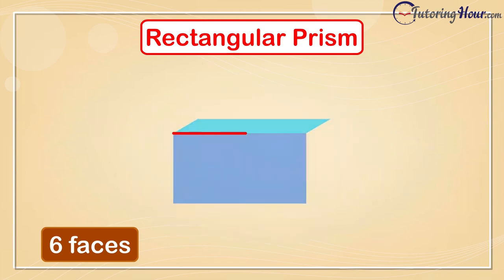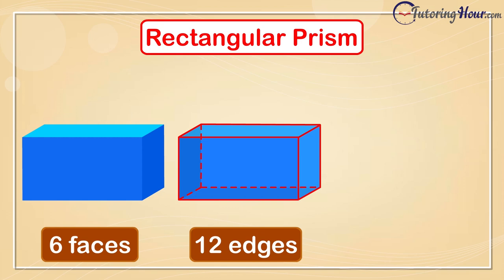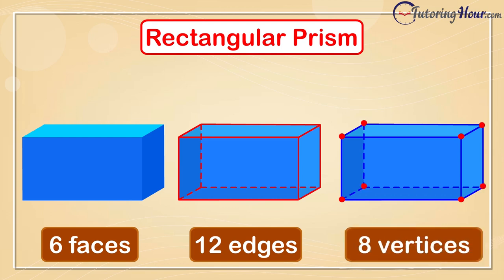The lines where two faces meet are called edges. Let's figure out the number of edges in a rectangular prism. 1, 2, 3, 4, 5, 6, 7, 8, 9, 10, 11, 12 edges. The point where two edges meet is called a corner or vertex. Let's find out how many vertices there are in a rectangular prism. There are 1, 2, 3, 4, 5, 6, 7, and 8 corners or vertices.